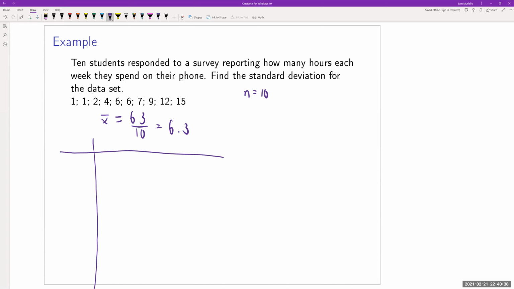Next, we're going to need to make a table to keep track of our information. You can do this using Excel in order to make your job a little bit easier. If your data set is particularly large, I would strongly recommend it. For a data set this small, it's not too difficult to do by hand. The first thing we'll do is list out each data value: 1, 1, 2, 4, 6, 6, 7, 9, 12, 15.